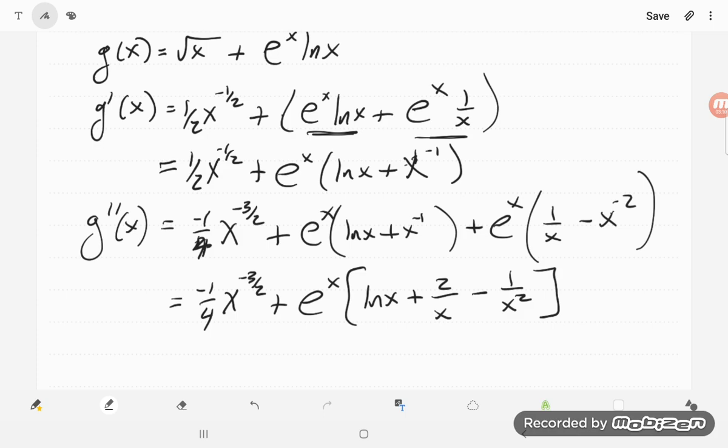But there we go. There's the second derivative, and number 68.